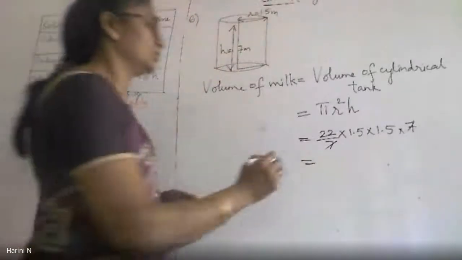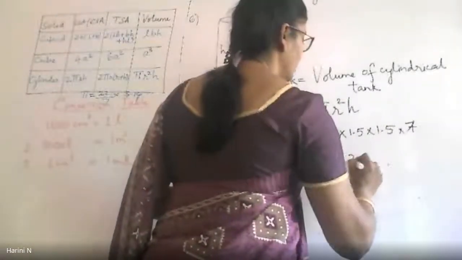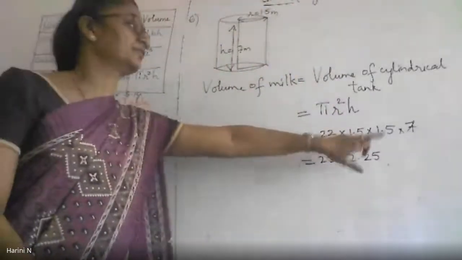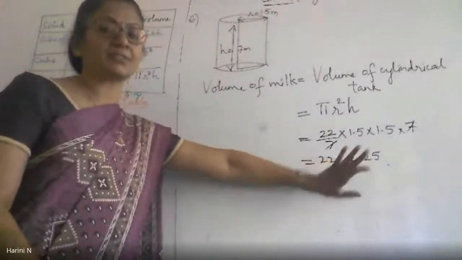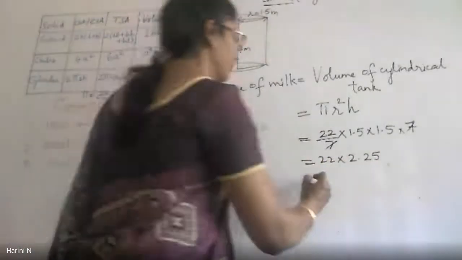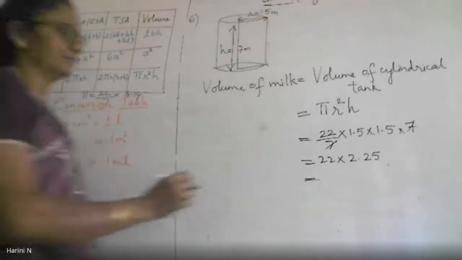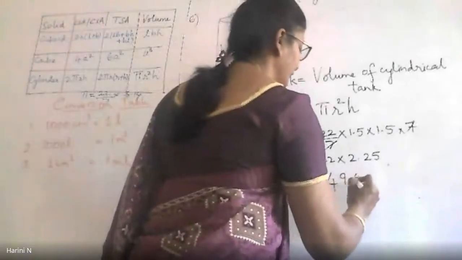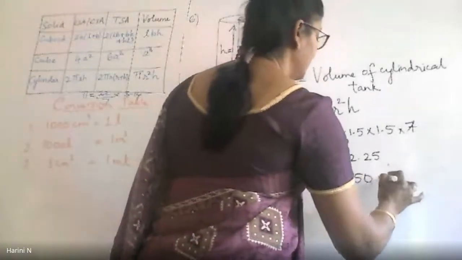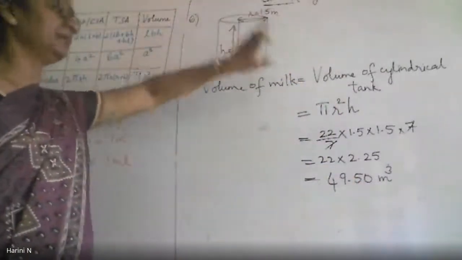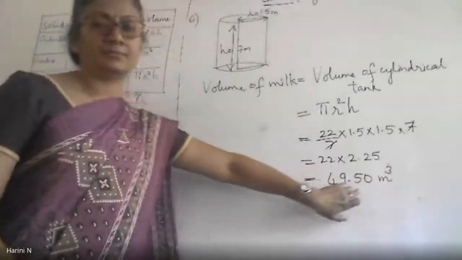So this will be 22 into 15 square is 2.25. 1.5 into 1.5, 15 square is 225, I know. So 1.5 means 2 decimal places, 2 digits after the decimal places. So this will come out to be, multiply 22 into 2.25, it will be 49.50 meter cube. Because we started with radius and the height in meters, we should get the thing in meter cube.